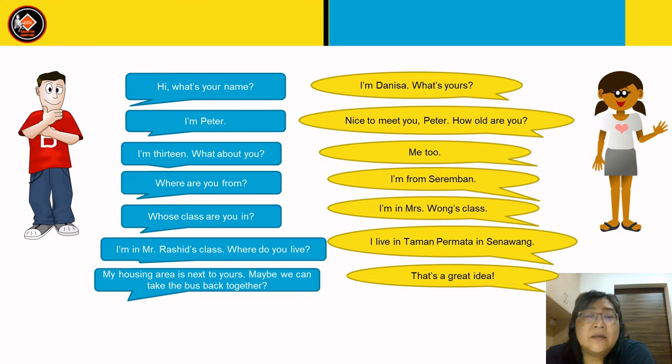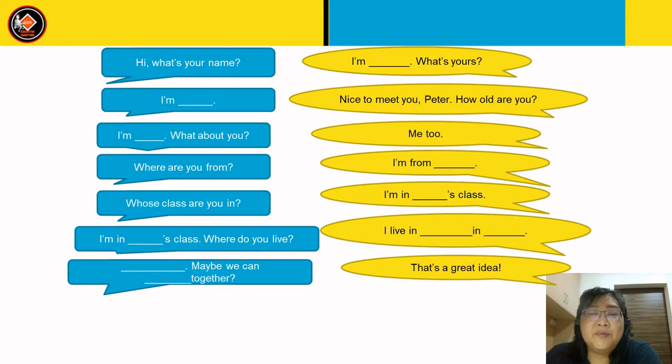That's a great idea. Dear pupils, you can practice your dialogue by looking at these sentences, and then you can fill in the blanks.